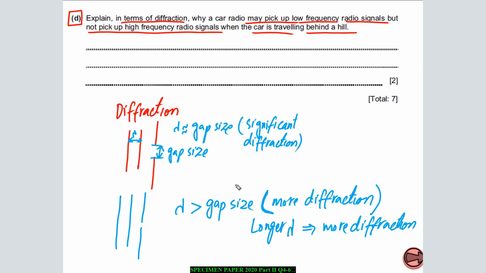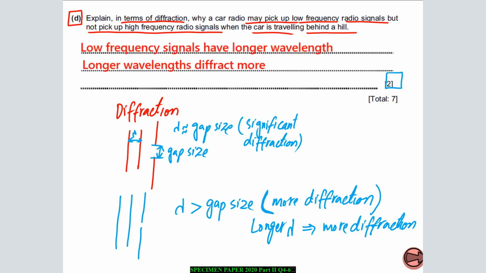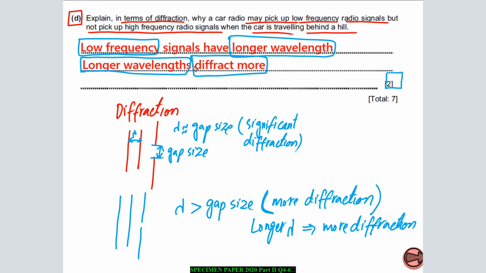If we have an understanding of these points, then it's quite easy to answer this question. So let's try to answer how we can write a proper final answer. We need to say that it is the low frequency. If the frequency is lower, the wavelength will be longer. If the wavelength is longer, there will be more diffraction. So that's the reason it is easy to pick up low frequency signals as compared with higher frequency signals.